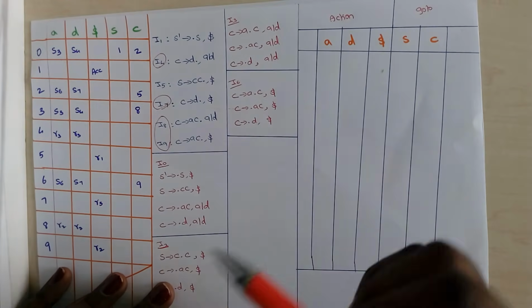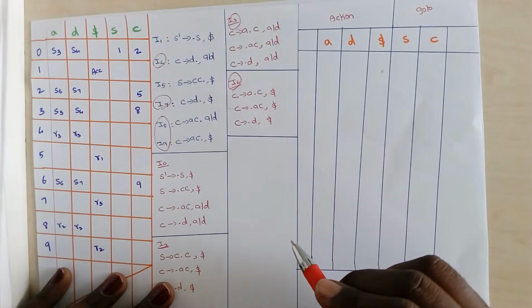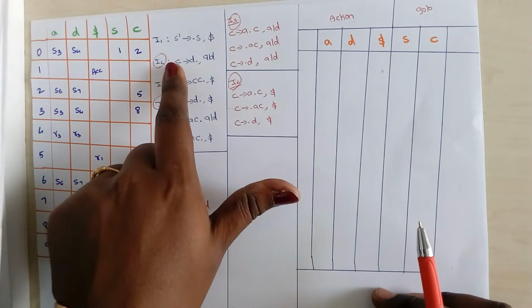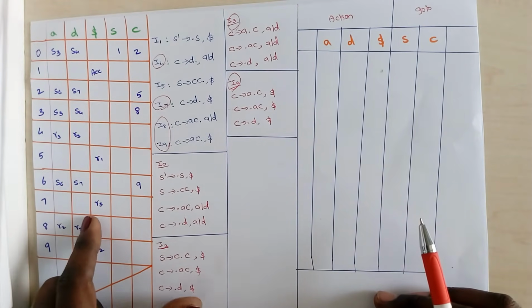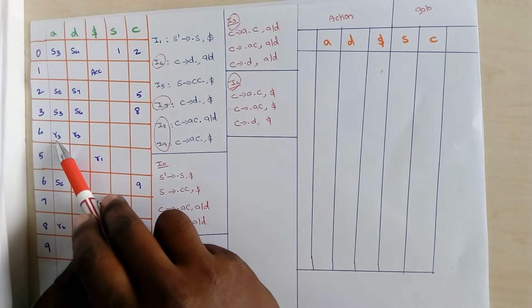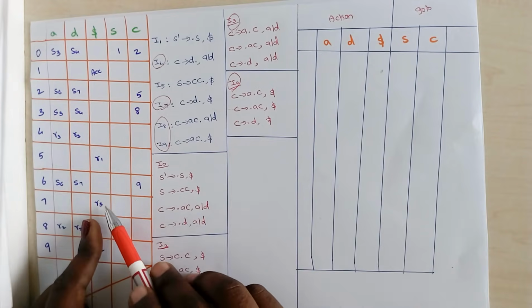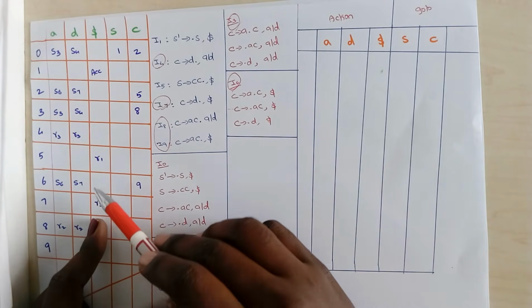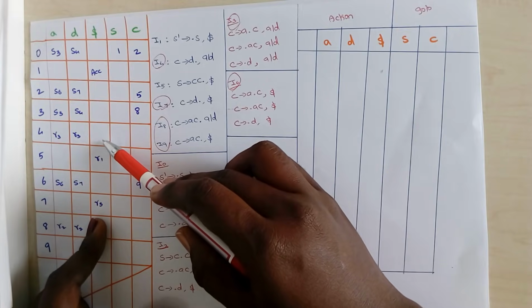So we can combine these states, but while combining we have to check whether there are any clashes or not. For example, when you want to combine states 4 and 7, here we have a reduce with production number 3 on A and D, and here we have a reduce with production number 3, R3. When you combine these two, it's not a problem, right? No shift reduce conflict or reduce reduce conflict occurs here.